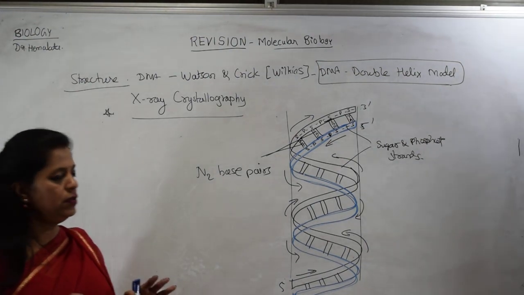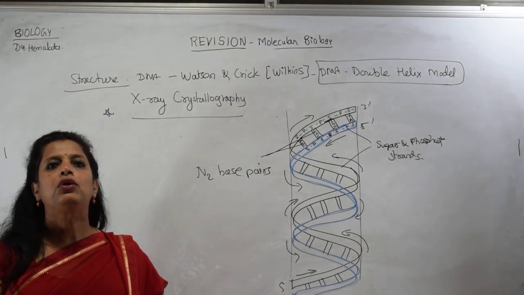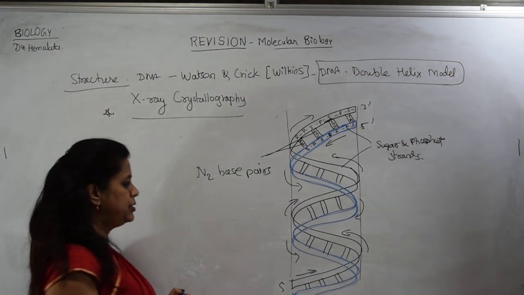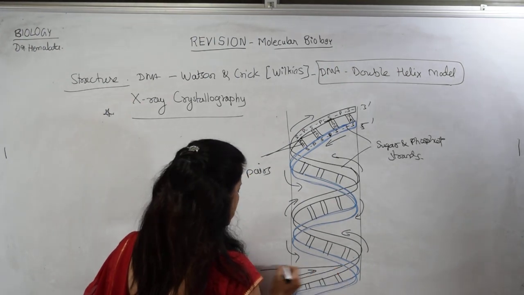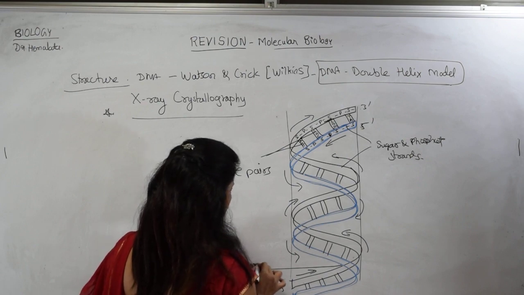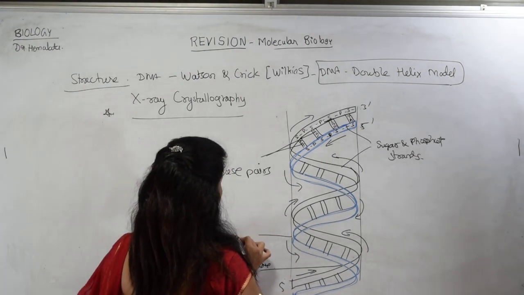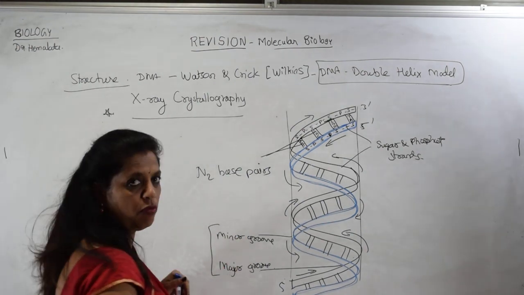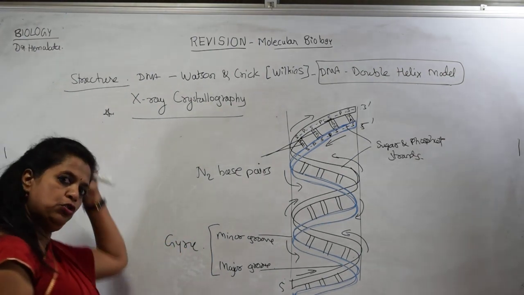As you can see, the DNA is undergoing coiling like this. It's a right-handed helix. Here, one of the strands shows the major groove, there's a major groove, and its minor groove is here. This complete coiling of a strand is called a gyre. Okay, this also you have to label.